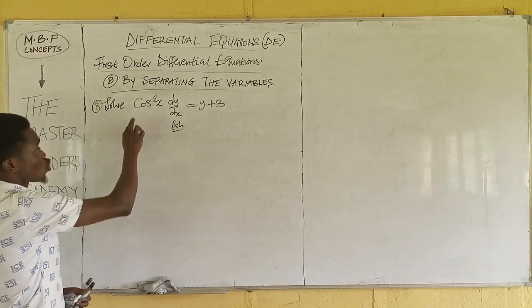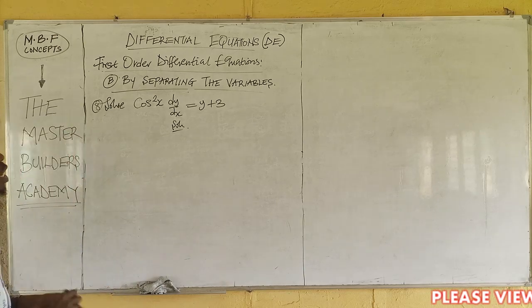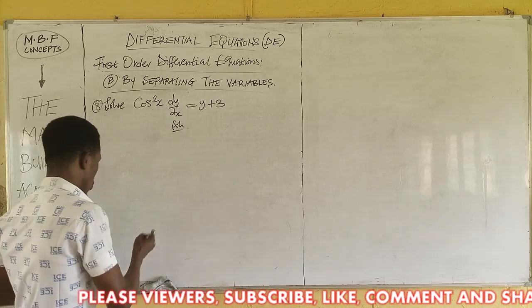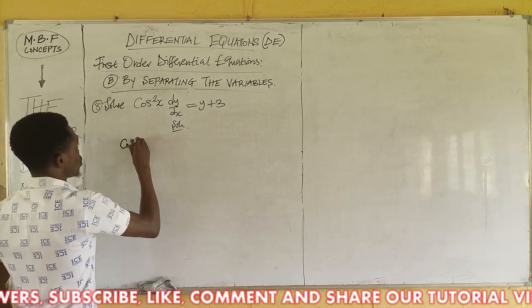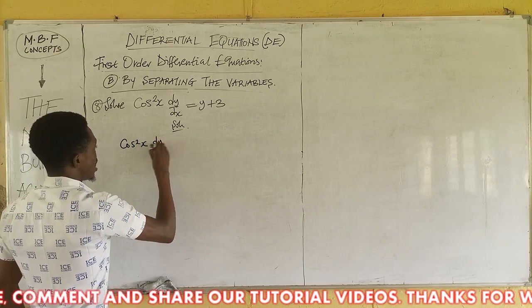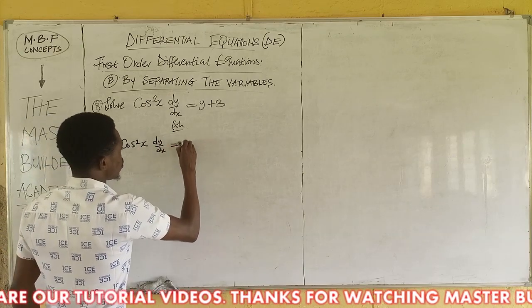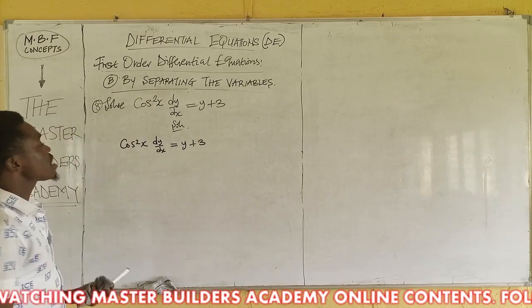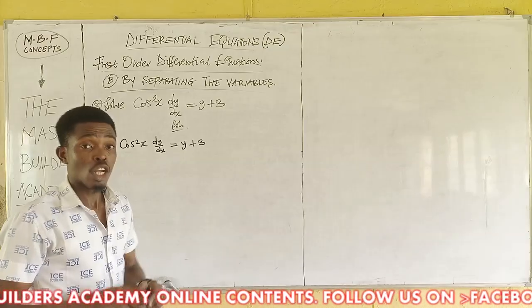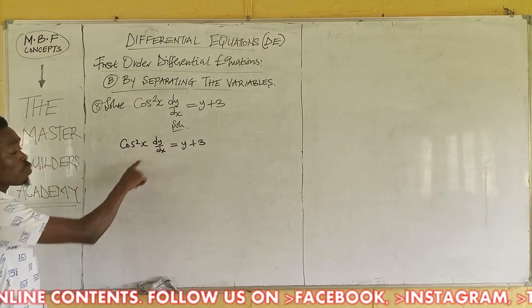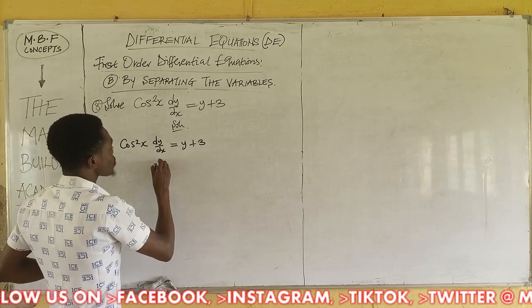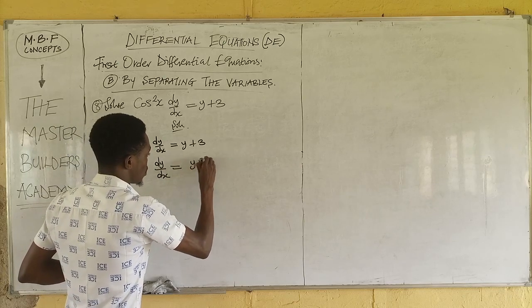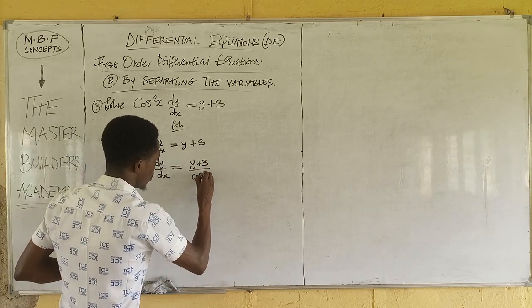Now on the board, we are asked to solve cos square x dy over dx is equal to y plus 3. Now this is our solution. We have cos square x dy over dx is equal to y plus 3. Now guys, what do we do here? The first thing we do is divide both sides by cos square x. Then we are going to have dy over dx is equal to y plus 3 all over cos square x.